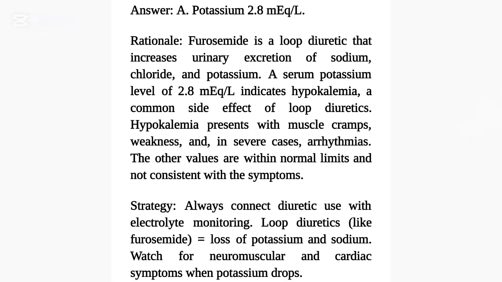Rationale: furosemide is a loop diuretic that increases urinary excretion of sodium, chloride, and potassium. A serum potassium level of 2.8 milliequivalents per liter indicates hypokalemia, a common side effect of loop diuretics. Hypokalemia presents with muscle cramps, weakness, and, in severe cases, arrhythmias. The other values are within normal limits and not consistent with the symptoms. Strategy: always connect diuretic use with electrolyte monitoring. Loop diuretics, like furosemide, equals loss of potassium and sodium. Watch for neuromuscular and cardiac symptoms when potassium drops.